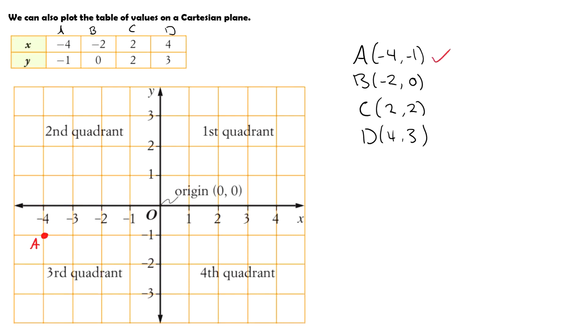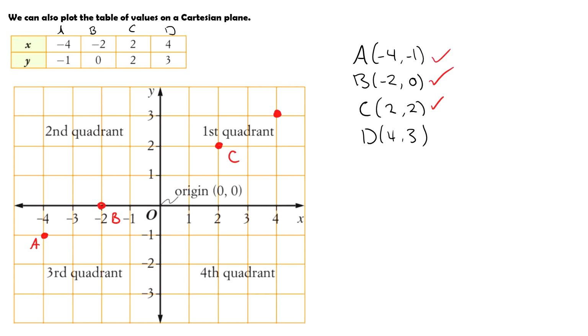So if I go to do my next one, I'm going to tick that off. We did it. I'm going to do my next one, B, -2, 0. So I'll go across to -2, and it is at 0. So I can actually leave that point. If I rub these out, leave that point right there. That's B. Next, we're going to do 2, 2. So I go across to 2, and then I go up to 2. So up there, that's going to be my C. And then lastly, I've got my D, 4, 3, and I go across to 4, and then up to 3. And I can put my dot there.